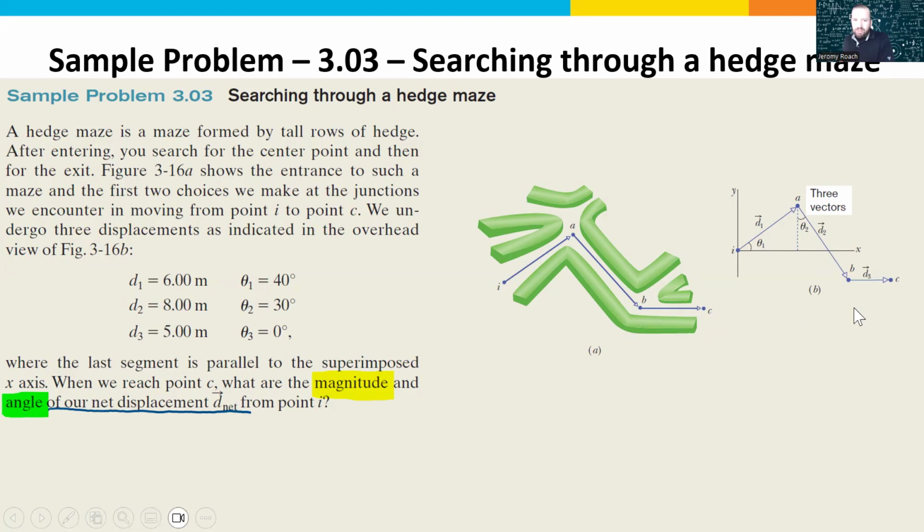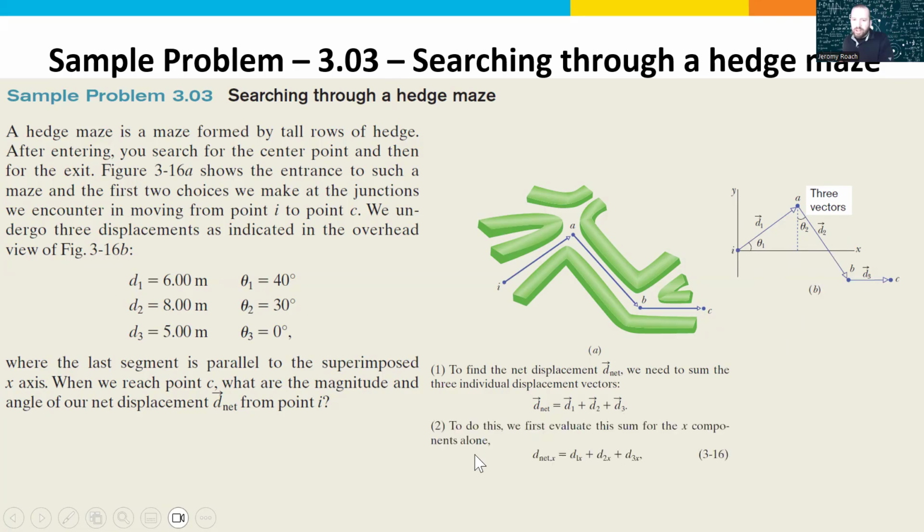So our net displacement is going to be the total of all of these displacement vectors. We can write it as adding these vectors. Vector 1 plus 2 plus 3 is our total displacement for vector D, our net displacement. Now to do this, we have to sum up the x components and the y components in a very similar way that we did from the last example with the airplane example.